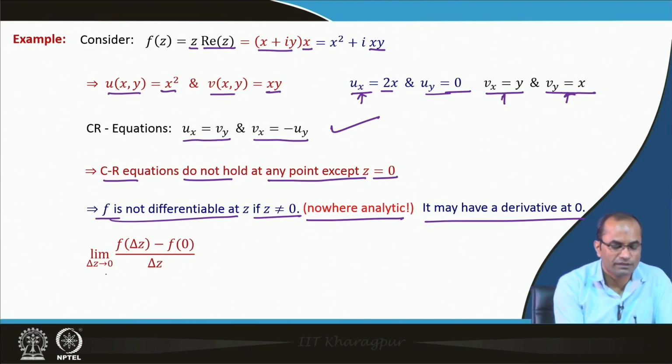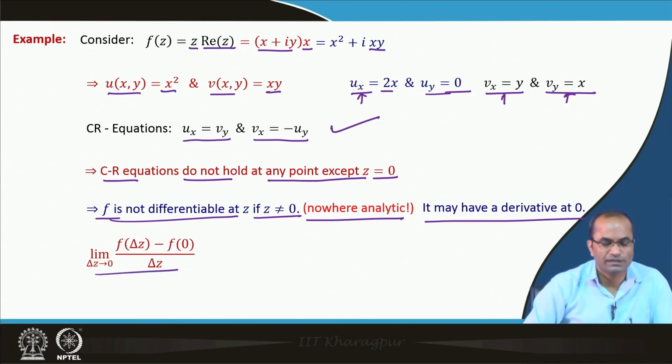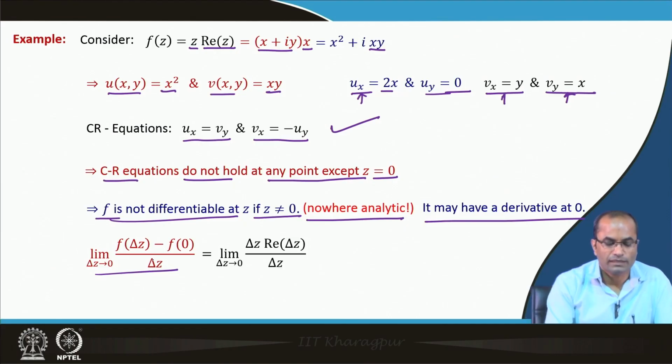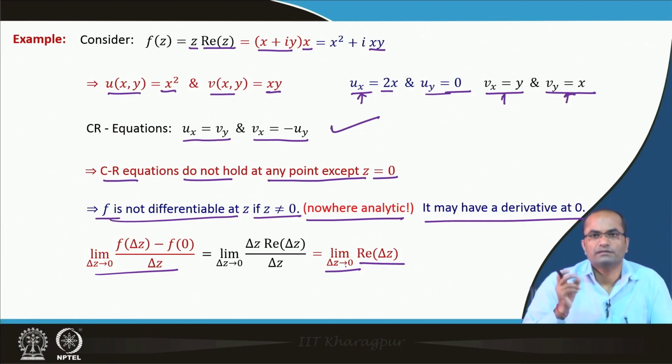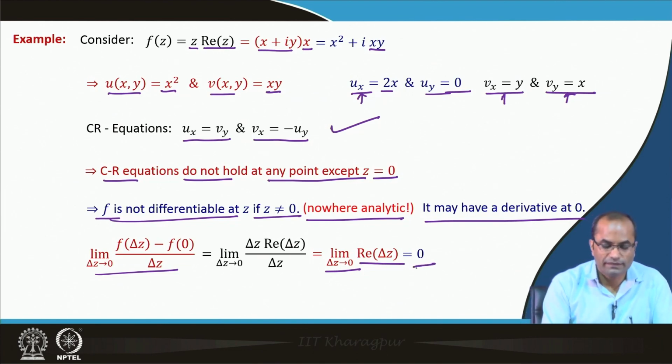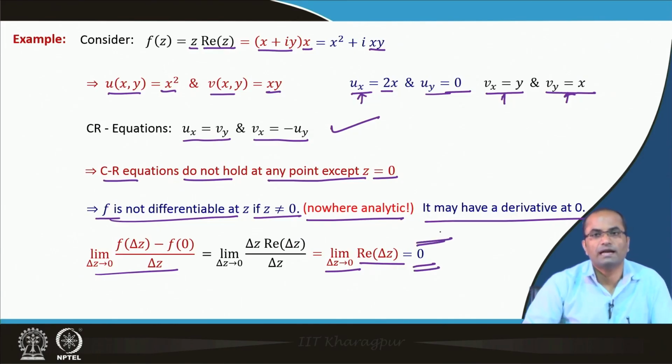So, we will check with the fundamental definition: f(z + delta z) minus f(0) over delta z, that is real delta z over delta z, f(0) is 0. So, here we have the real part of delta z, and delta z goes to 0. Real delta z means the increment delta x only. So, when delta z goes to 0, naturally this will go to 0. So, we have the derivative here. So, the function is differentiable at 0, but it is nowhere analytic, and the CR equations were satisfied.